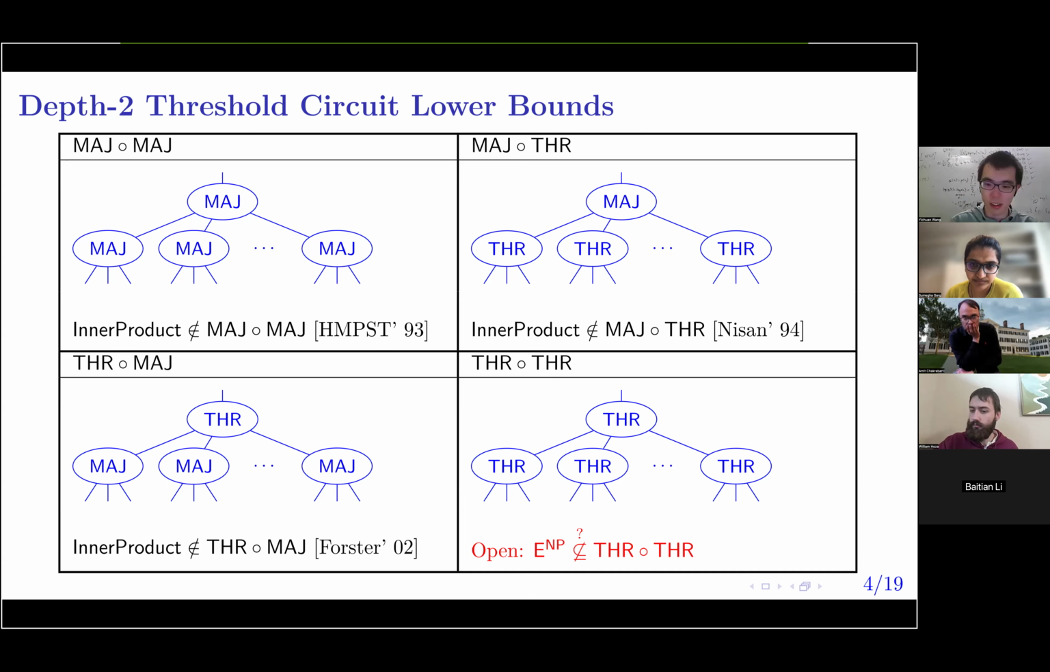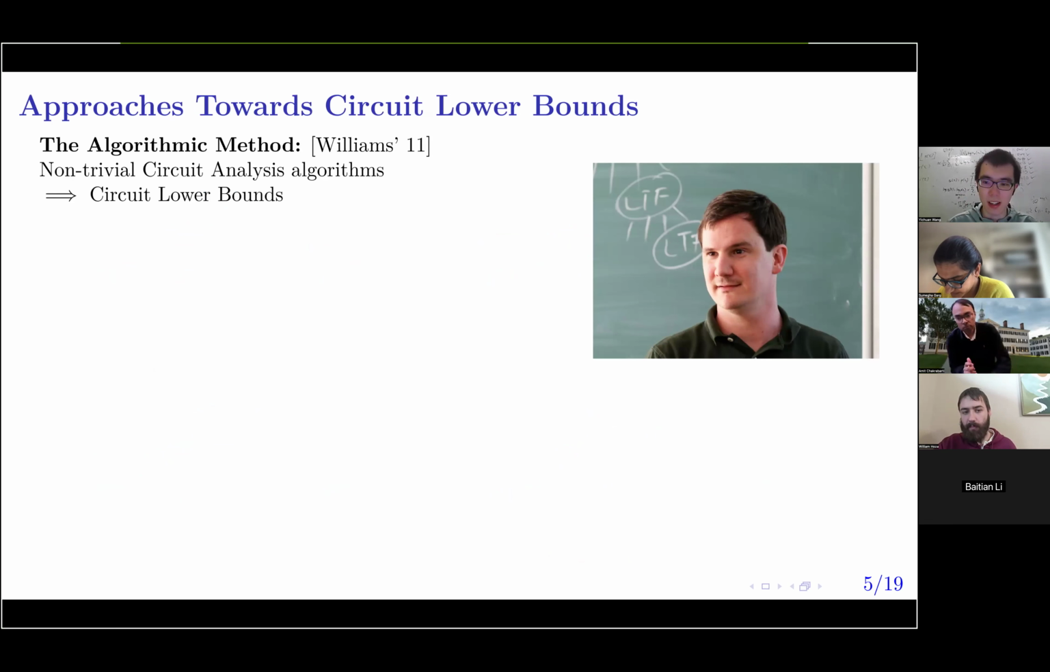Okay. So now let's see how people today are trying to tackle this threshold circuit lower bound. Actually, how people are tackling arbitrary general circuit lower bounds. In 2011, Ryan Williams invented a new paradigm in proving circuit lower bounds. It's called the algorithmic method. It says that if you have non-trivial circuit analysis algorithms, then it implies circuit lower bounds.